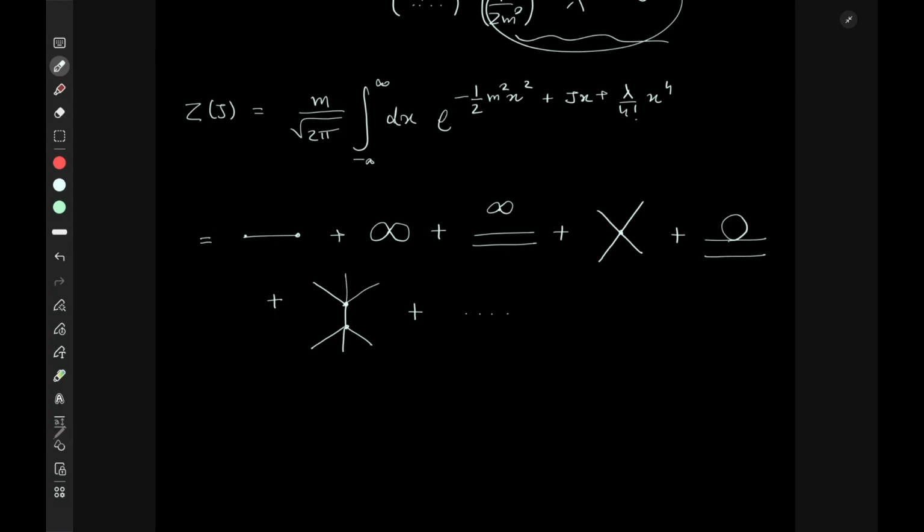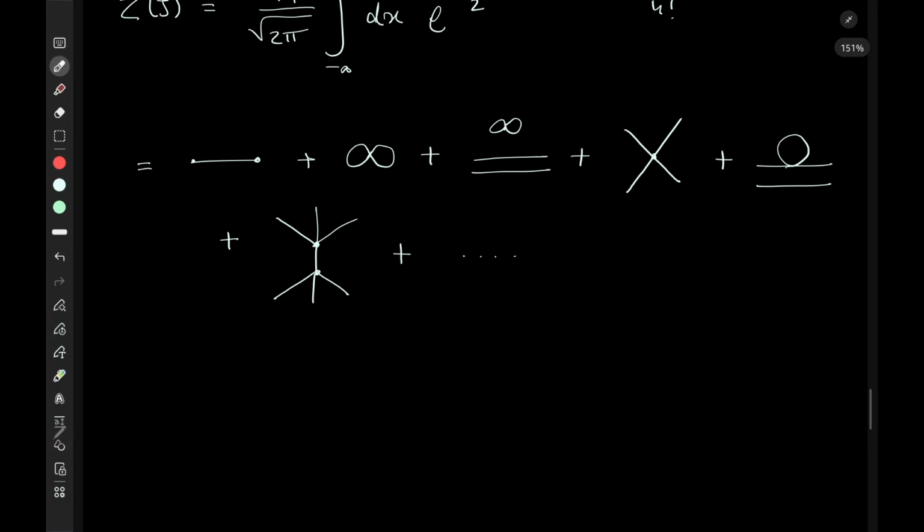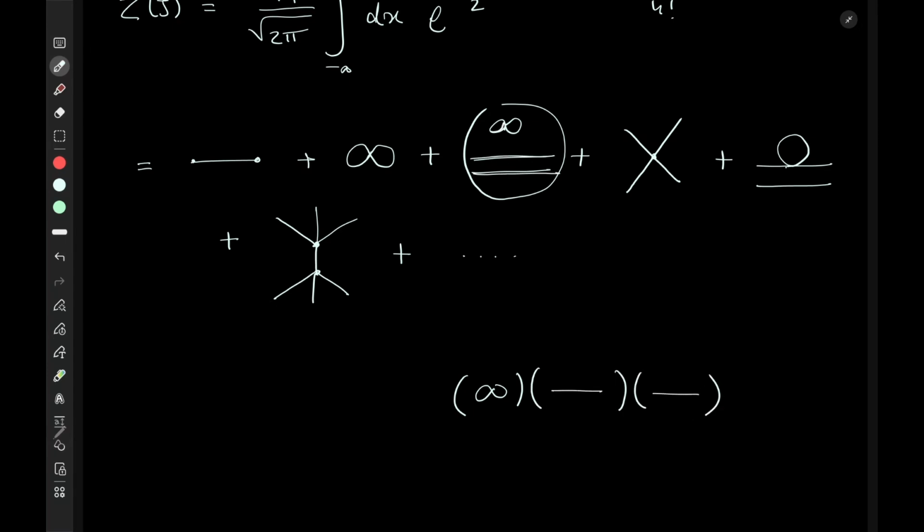And here is the key idea: if you see a diagram such as this, it is nothing but a product of diagrams of this kind. There is this, and there is this. You can check it explicitly that this is a product, and these diagrams are somewhat fundamental, somewhat like the building blocks of all of the diagrams.